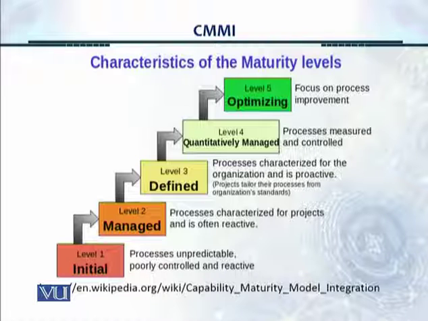In the beginning, you have level 1, which is called initial. Processes are unpredictable, poorly controlled, and reactive. And then we go to level 2, which is called managed. Processes are characterized for projects as often reactive. Level 3 is defined. Processes characterized for the organization and is proactive. And projects tailor their processes from organization standards. Level 4 is quantitatively managed. Processes are measured and controlled. And level 5 is the top level, called optimizing, and focuses on process improvement.